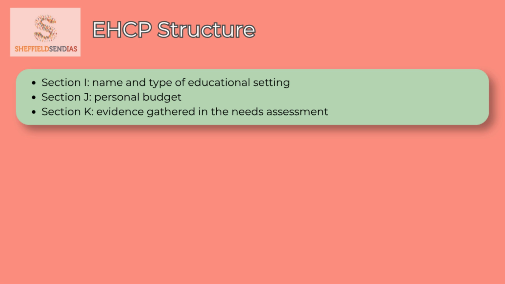Section J is details of any personal budgets and how it will support the particular outcomes and what provision it will be used for. Section K is an appendix where all the reports gathered in the needs assessment are listed. Each one has its own reference, K1, K2 and so on, and all the information in the EHCP should come from these reports.